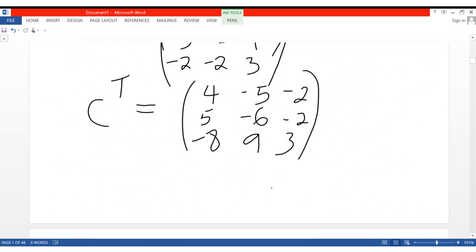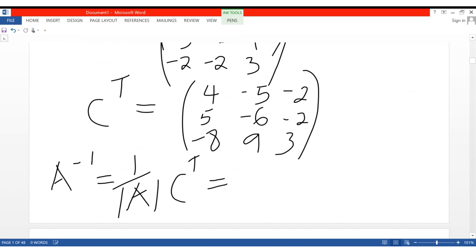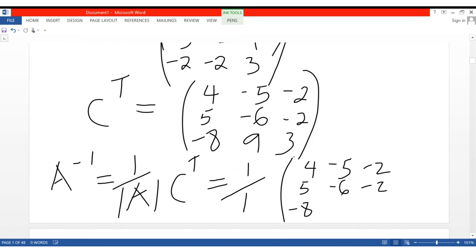So I'm almost done. The inverse of A will be given by 1 over the determinant of A, and then you multiply by CT. Our determinant was number 1. You multiply with 4, -5, -2, 5, -6, -2, -8, 9, and 3. When you multiply with number 1, you just get the same. So that one will be the inverse of that matrix.